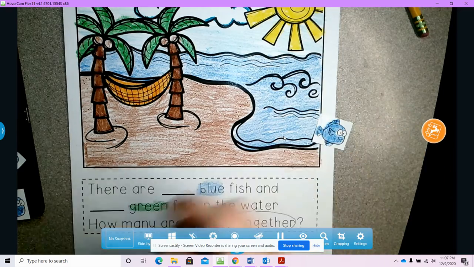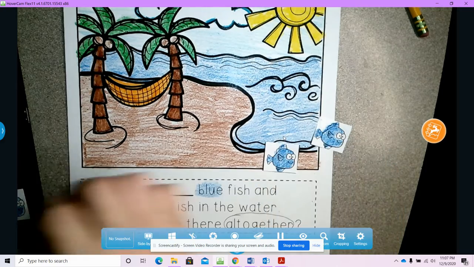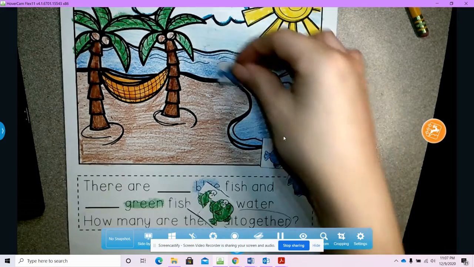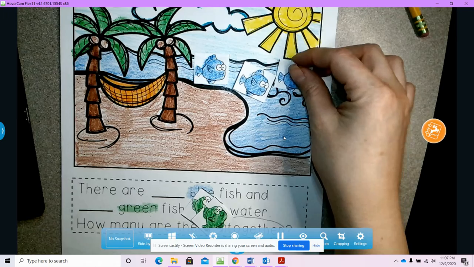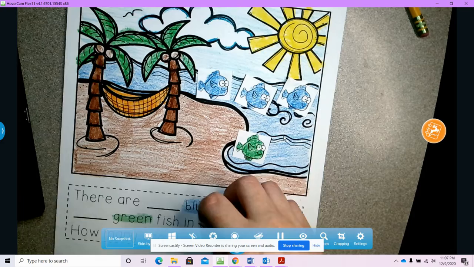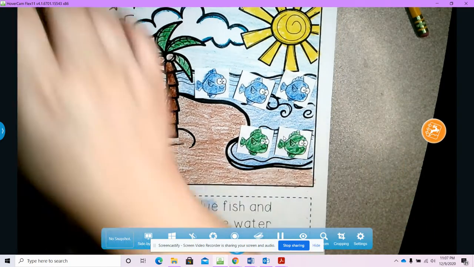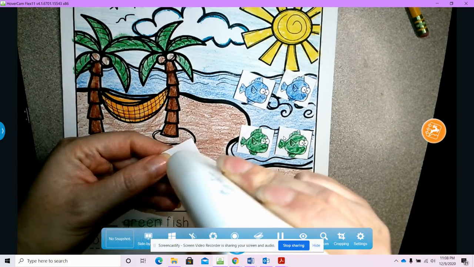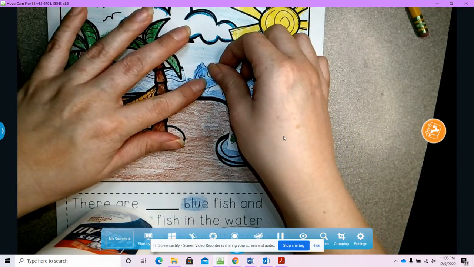So what I did from this page, I colored some blue and some green fishes. I decided that in my math story, in my word problem, I wanted to have 3 blue fishies in the water. And I wanted to have 2 green fishies in the water. So I'm going to glue my fishes, and because these are little, I'm only going to put 1 dot per fish.